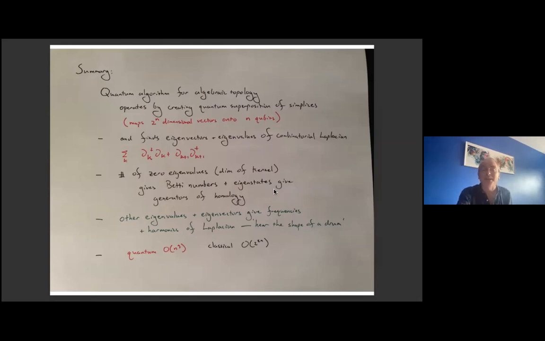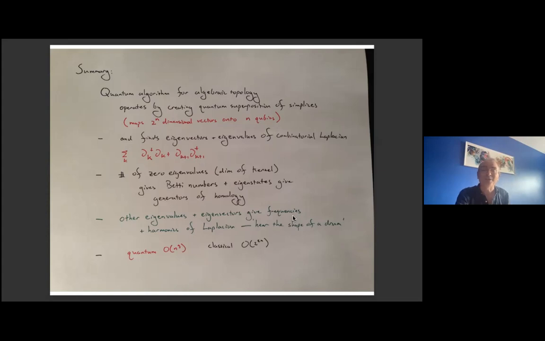Now, that's great. This quantum algorithm solves this problem, and it takes order n cubed instead of order 2 to the n. So it's definitely exponentially faster. But wait, there's more. Because in addition to getting the kernel of this combinatorial Laplacian, which tells us the representative of the homology, whose dimension is the Betti number, just for free, you get all the other eigenvalues and eigenvectors of the combinatorial Laplacian.